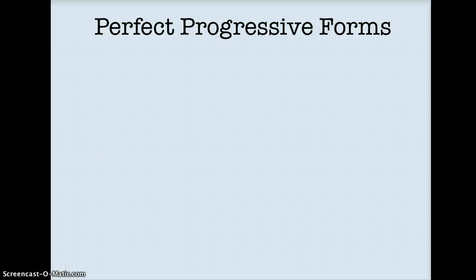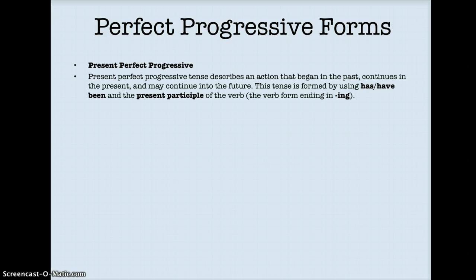The next, we have perfect progressive forms. Now, for perfect progressive forms, we're going to start with present perfect progressive. The present perfect progressive tense describes an action that began in the past, continues in the present, and may continue into the future. So now we're kind of combining the perfect tense with the progressive. This tense is formed by using has or have been and the present participle of the verb, basically the verb form ending in ing. So our example: David has been working for 2 hours and he hasn't finished yet.